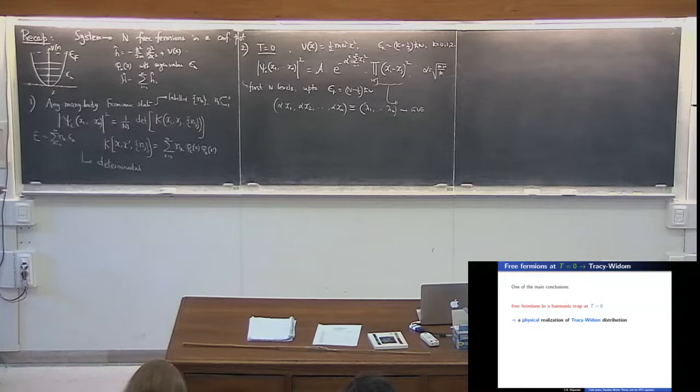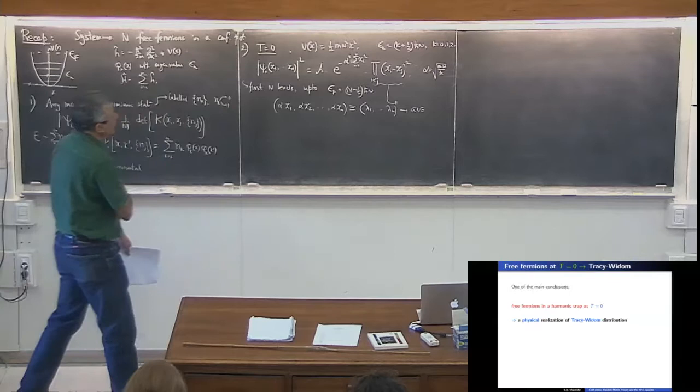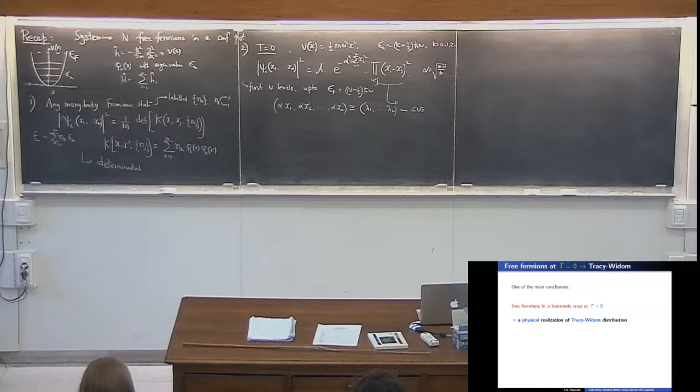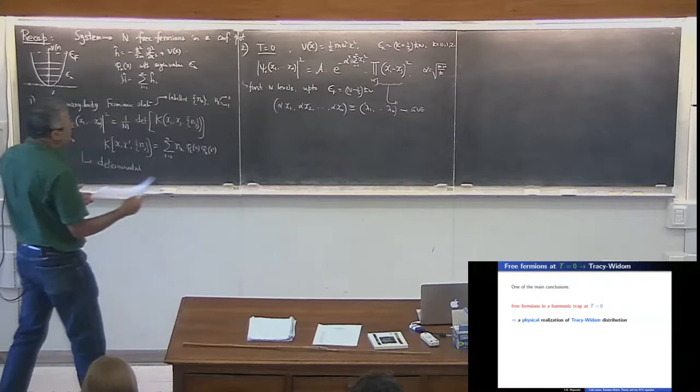Sometimes you will hear people say, oh, free fermions is all trivial, okay? Well, free fermions is trivial as far as the spectrum is concerned, but it depends on which observable you are looking at. If you're looking at the spatial fluctuations of the positions of the particles, it's highly non-trivial, because of these correlations here, okay?